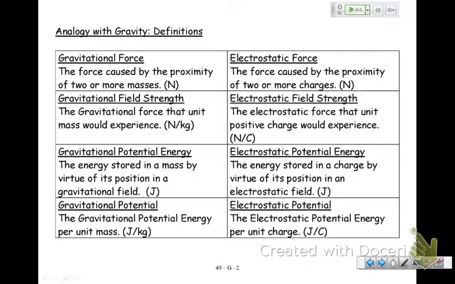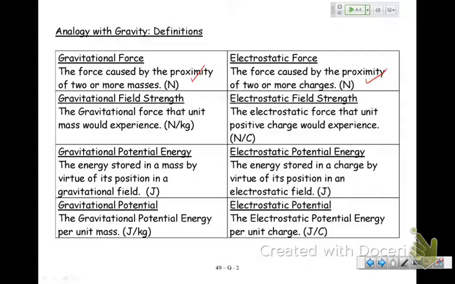I'm doing gravity versus electrostatic. Gravitational force is the force caused by the proximity of two or more masses. And electrostatic force is the force caused by the proximity of two or more charges. It's a little bit more complicated because we have positive and negative charges rather than just mass.